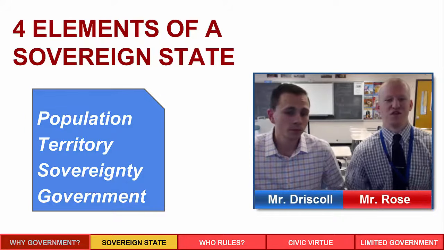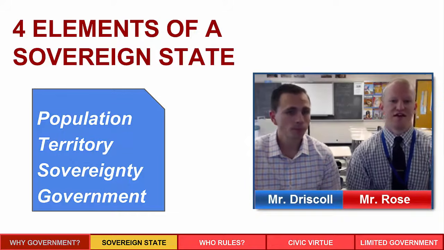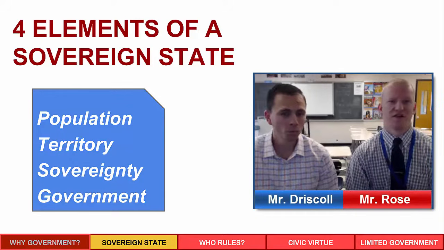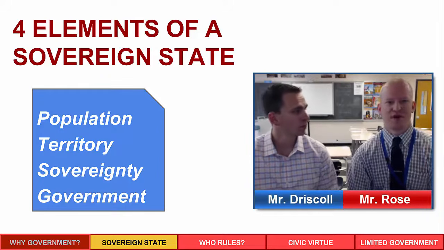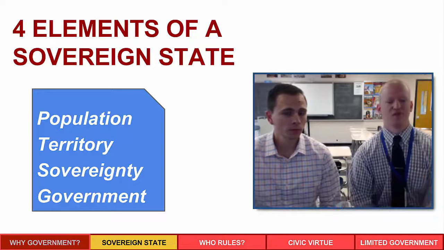Our next section of Unit 1 involved this idea of a sovereign state. And when we went through our reading there, we found that a sovereign state has four components: population, territory, sovereignty, and government. And we'll get into those.